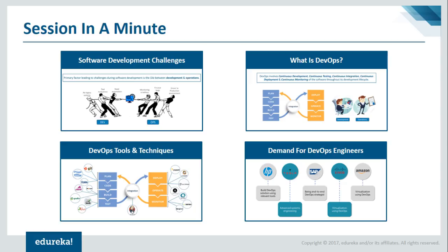Yeah, these are the topics that I covered. So I spoke about the software development challenges that used to exist with the various models, and then I spoke about the role of a DevOps engineer and the DevOps strategy, what are the phases involved over there, and then I told you about the different DevOps tools and the different techniques to achieve automation, and then I finally spoke about the demand for DevOps engineers.